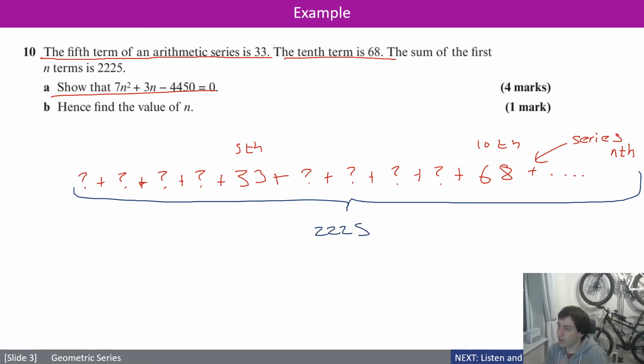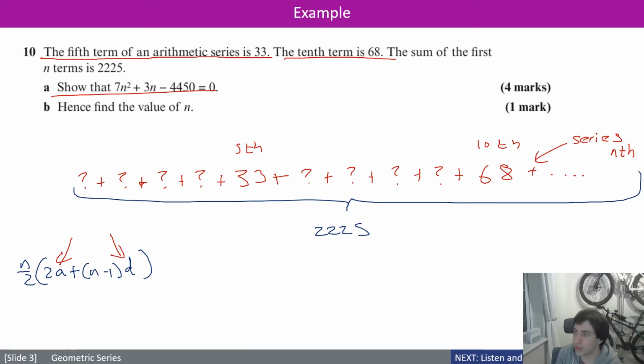Okay, and for that, you would use the formula n over 2 times (2a plus (n minus 1)d). But first, you'd have to find your a, and you'd have to find your d. Your a is going to be this one here, and your d is going to be the amount that you're hopping each time. To get those, you're going to have to use the a plus (n minus 1)d formula.